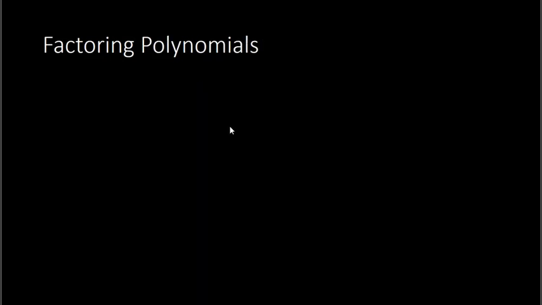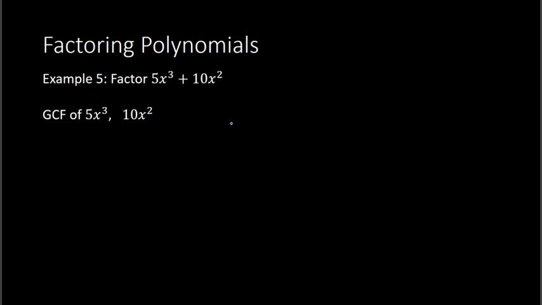So here is how we factor a polynomial. Let's say we had 5x cubed plus 10x squared. What we do is we find the greatest common factor of both of those terms. So the greatest common factor of 5 and 10 would be 5. And then of x cubed and x squared, they both have x squared in common, so it's going to be x squared. So the greatest common factor would be 5x squared.